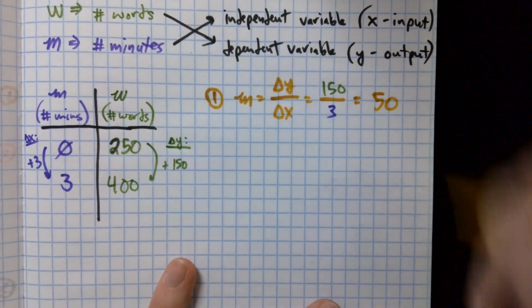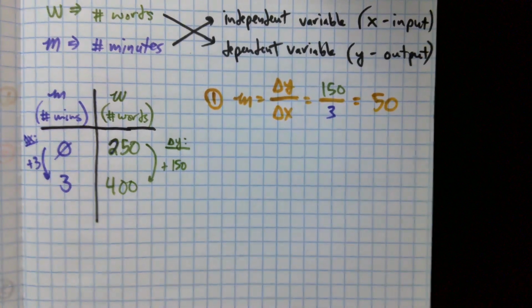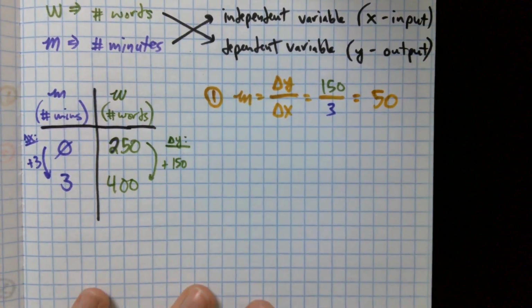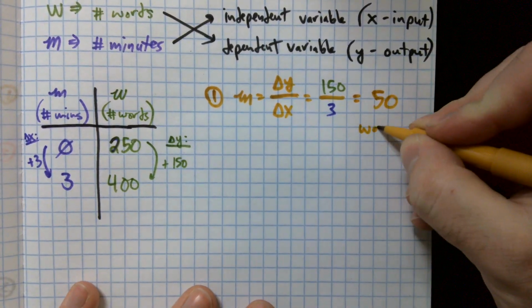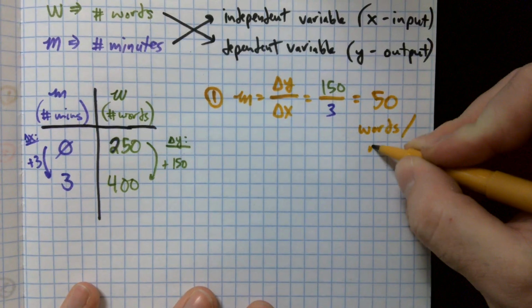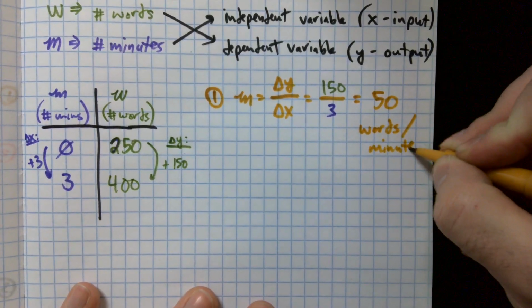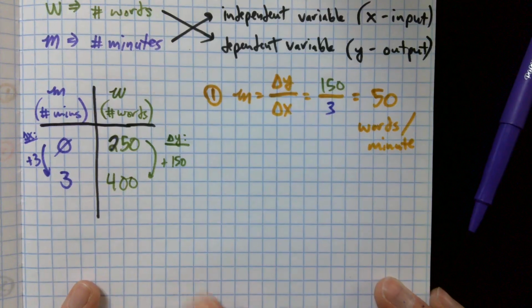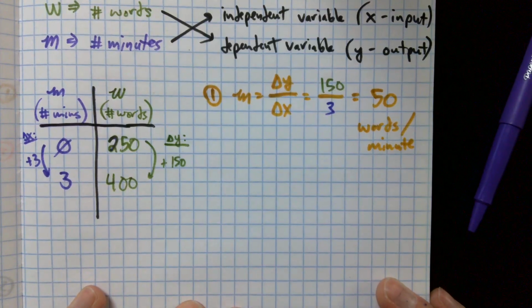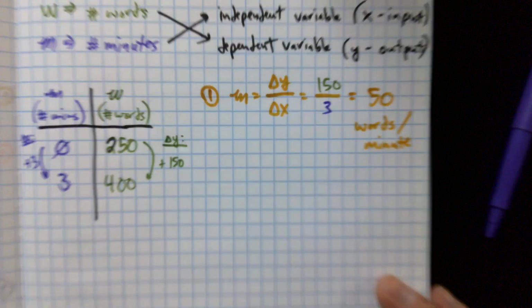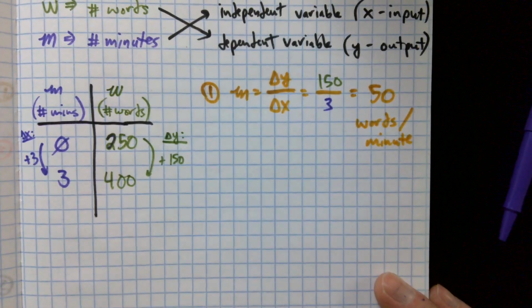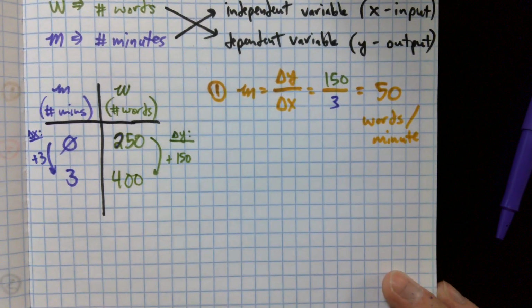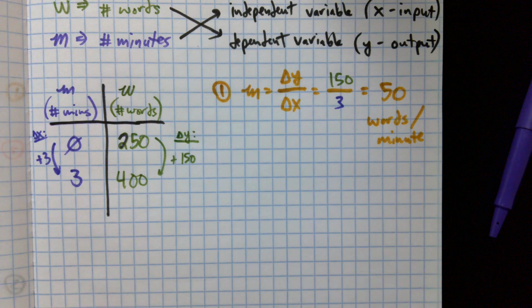50. What are my units going to be on that 50? 50 what? Words per minute. Can you just do WPM? Yeah, that's fine. That's not my answer anyway, right? So it doesn't really matter. The answer is the equation that we're going to write. That's just part of it. 50 words per minute.